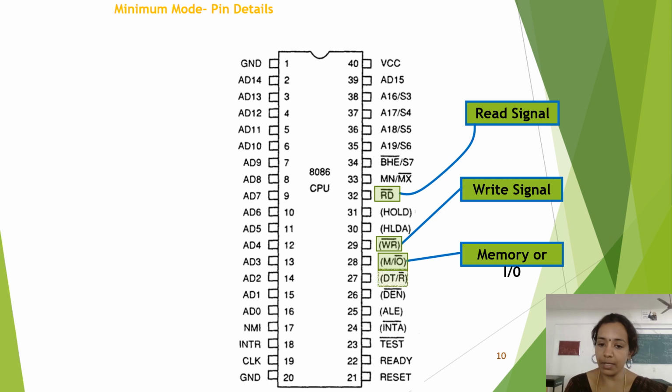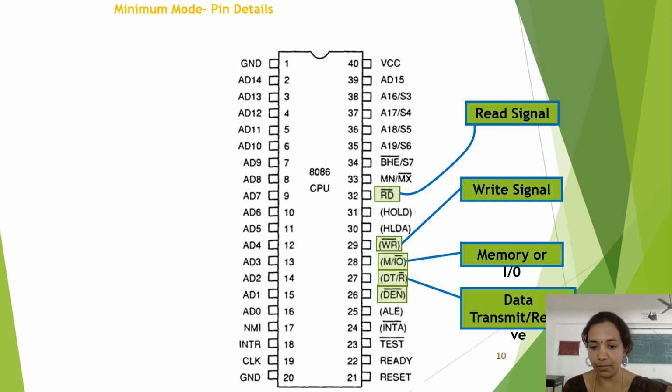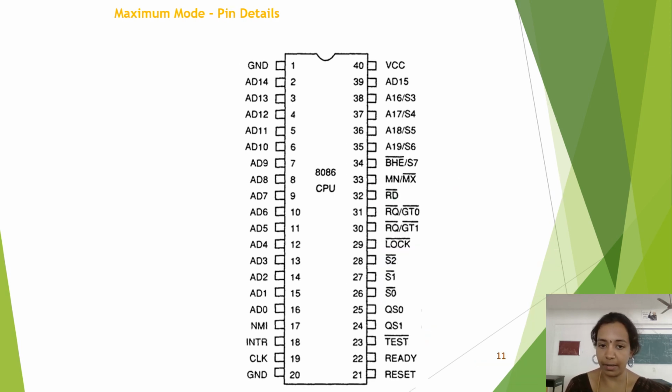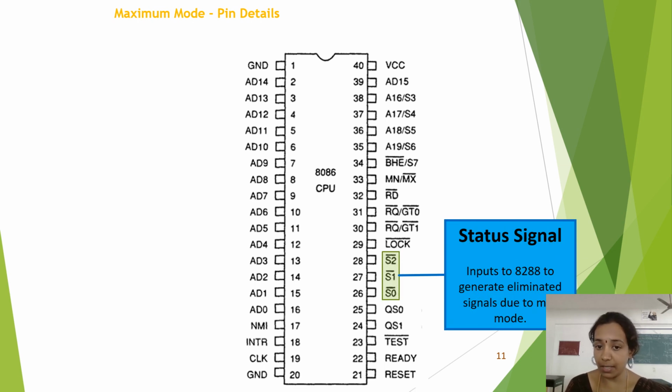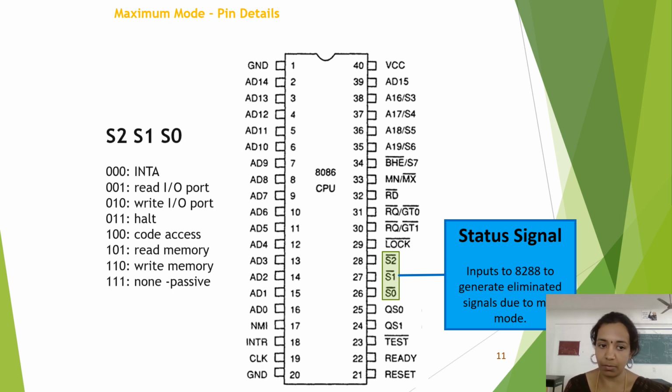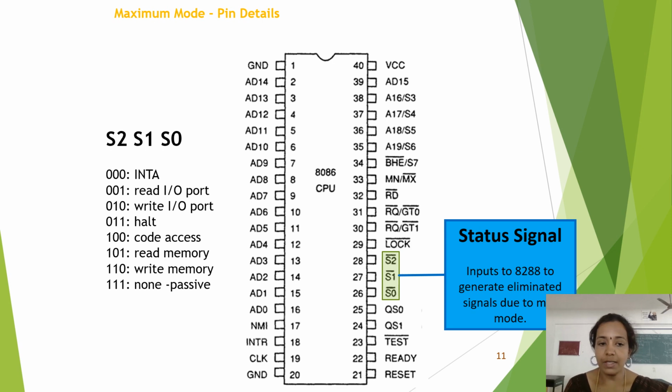M/IO is nothing but memory or input output. DT/R is data transmit and receive. DEN is nothing but data bus enable or data enable. These are the status signals again, the inputs to the 8288 to generate the control signals due to the maximum mode. These follow a 3-bit operation, S0, S1 and S2.